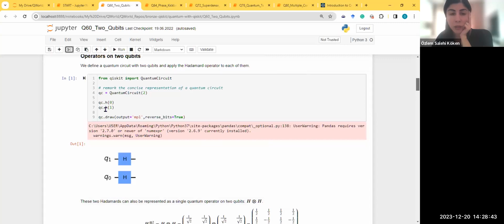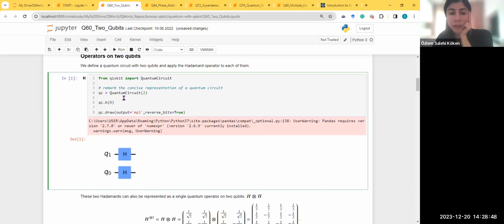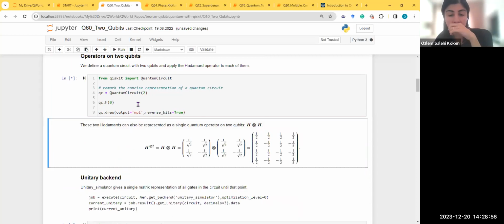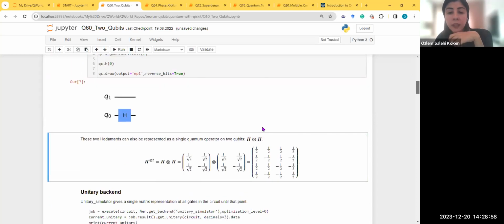Let me ask you one question. If we apply Hadamard only on qubit 0, but not on qubit 1, and we have a system with 2 qubits, how can I find the matrix that is affecting the whole system?